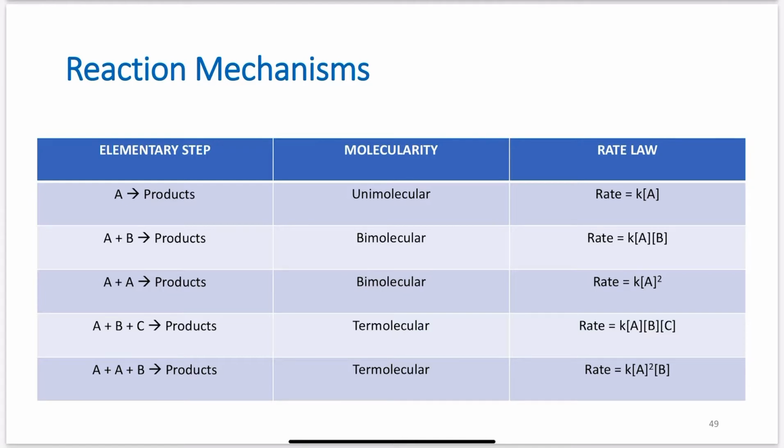And then termolecular, we have A plus B plus C going to products. The rate there would be k times concentration of A times concentration of B times concentration of C. We could also have something like A plus A plus B going to products. Also termolecular, rate is equal to k times concentration of A squared times B. Or even less, you could also have A plus A plus A going to products. That would also be termolecular. And the rate there would be k times A cubed.